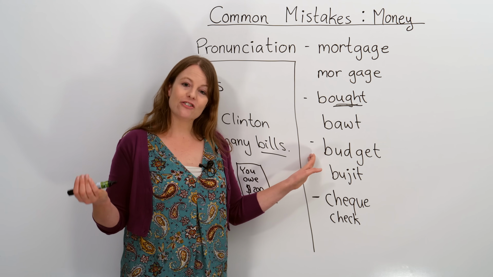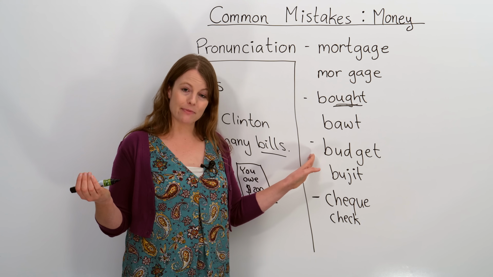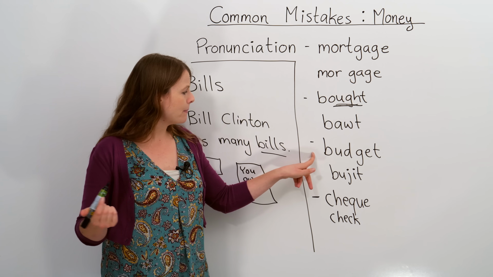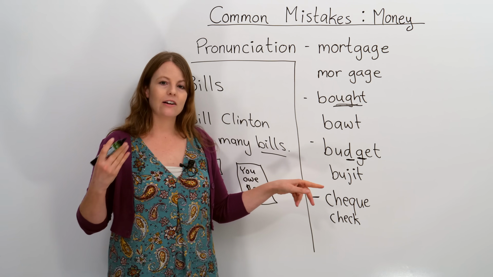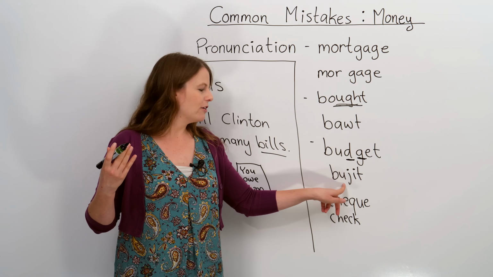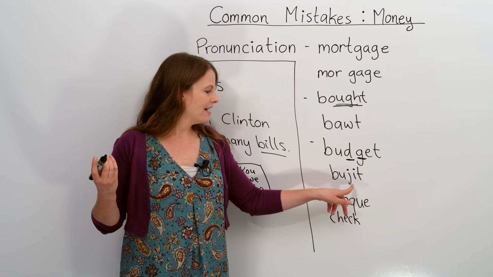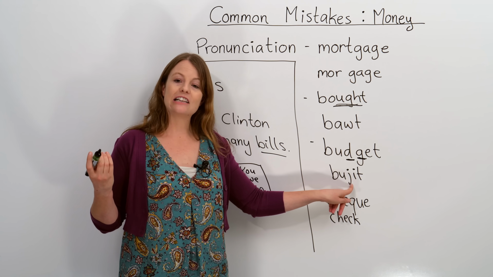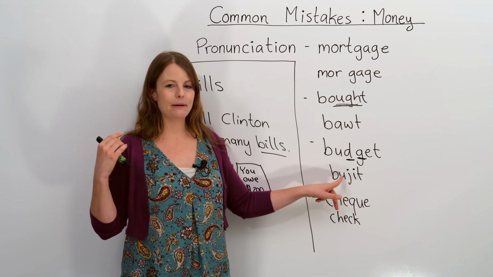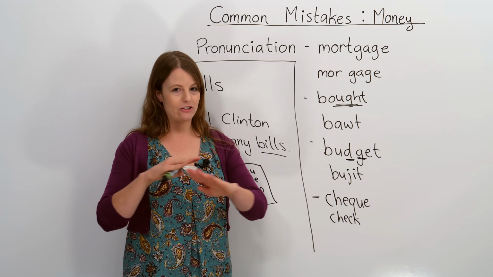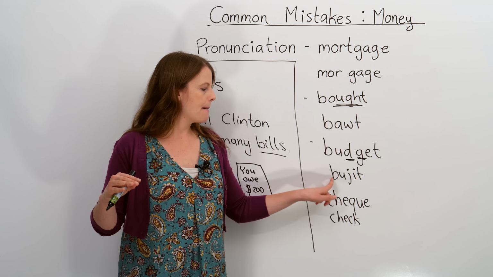So the pronunciation is very different from the spelling. In the spelling of this, you have a D and a G. When we say this word, we don't really pronounce the D sound, and the G becomes a J. So we say budget. I hear many people say baguette. That's not how we pronounce it. We say budget.